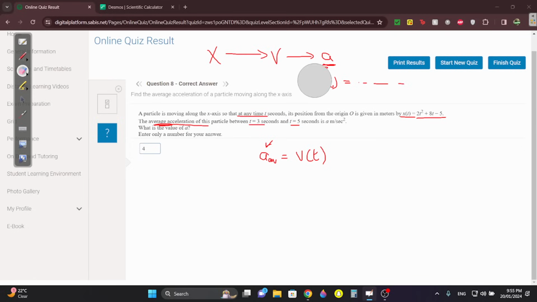This is different. Here they're asking for average acceleration. If you need average, you look at the one behind it. You use the v(t). How will we find v(t)? We will find v(t) by deriving 2t squared plus 8t minus 5. How do we derive?